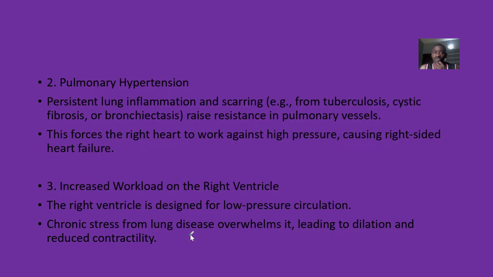Okay, so pulmonary hypertension too. Persistent lung inflammation and scarring makes the lung blood vessels resist blood flow a lot. So it makes the right side of the heart, which deals with deoxygenated blood and pushes this deoxygenated blood to the lungs, work harder, causing right-sided heart failure.